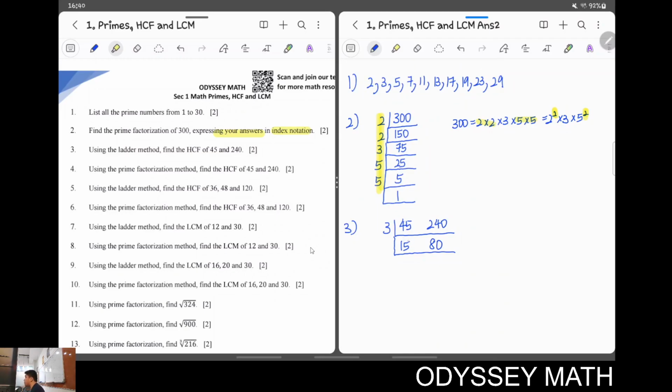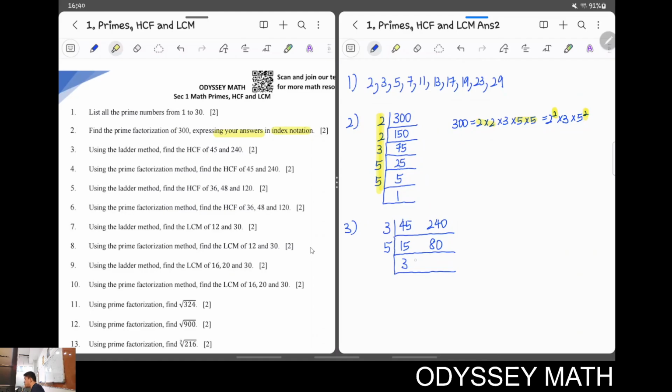So can 15 be divided by 2 nicely? No, you will get 0.5. So let's move on to 3. Can 15 be divided by 3 nicely? Yes, you will get 5. But 80 cannot be divided by 3 nicely. You will get not a nice number. So then we move on to 5. Can 15 be divided by 5 nicely? Yes, you will get 3 over here.